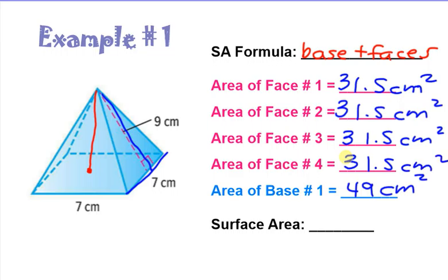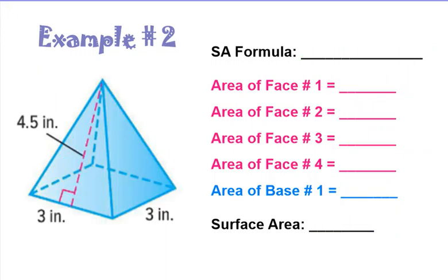And so the only thing I do now is I simply add them all up. And when you add them all up, you should get 175 centimeters squared. All right, let's look at another example.